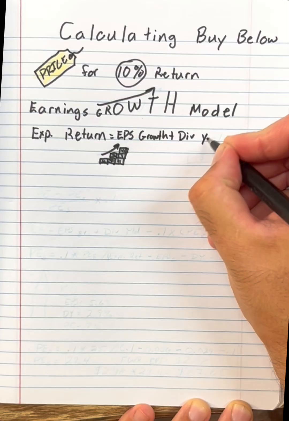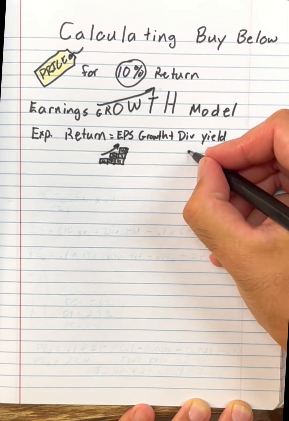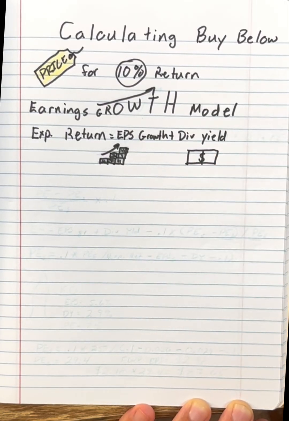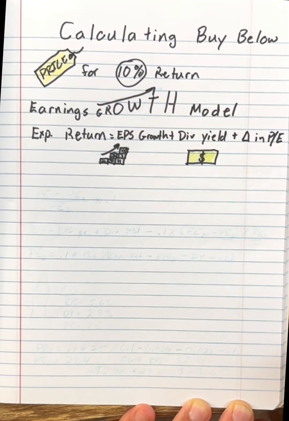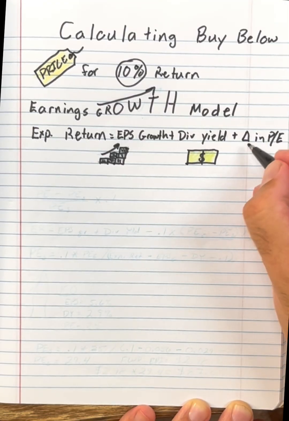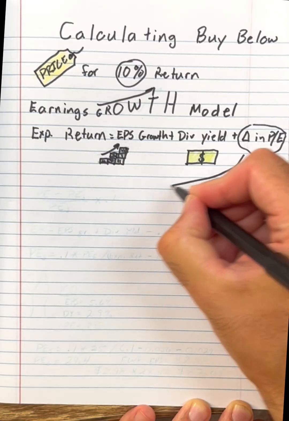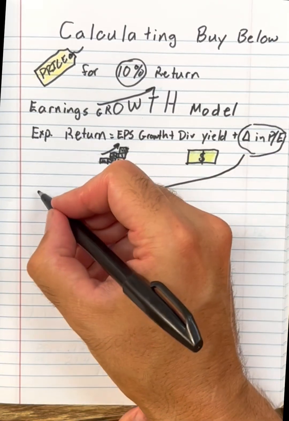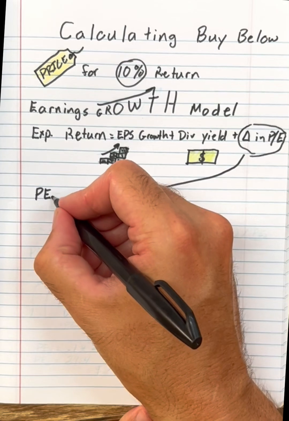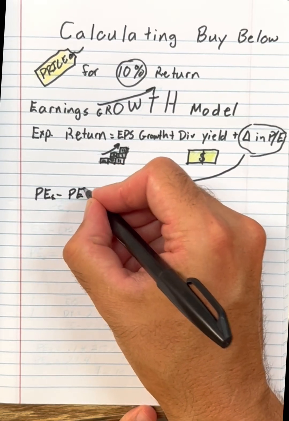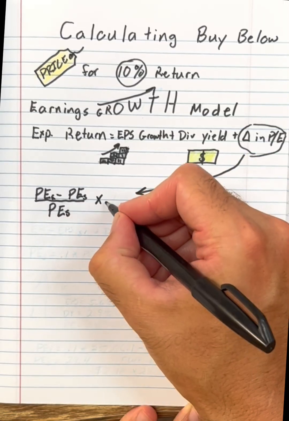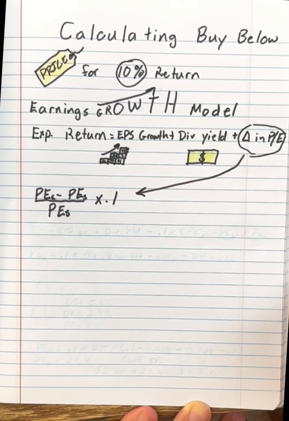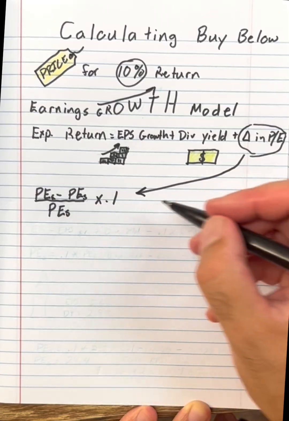And to that, we're going to add our dividend yield. This is the current dividend yield. So this is the amount you're going to get paid in dividends this year divided by the share price. And then we also need to take into account any change in the PE multiple. So let's walk through how we calculate this change in PE next. And the way that works is that we take our ending PE, we subtract the PE we start at, divide by that starting PE, and multiply by 0.1 because this is, again, over about that 10-year time frame.